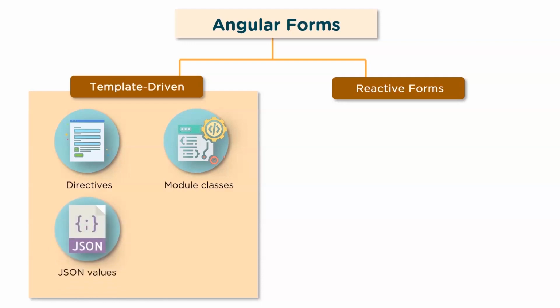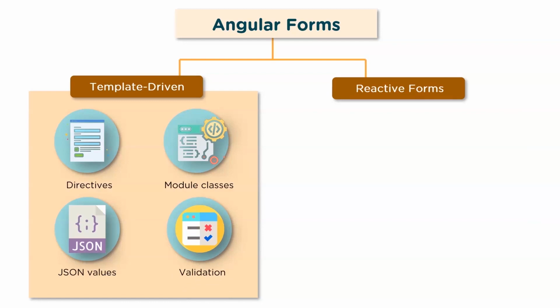Next up is JSON values. So form value can be generated using the form.value object. Form data is exported as JSON values when the submit method is called. Lastly, basic HTML validations can be used to validate the form fields. In the case of custom validations, directives can be used. So arguably, this method is the simplest way to create an Angular form. So moving on to reactive approach.